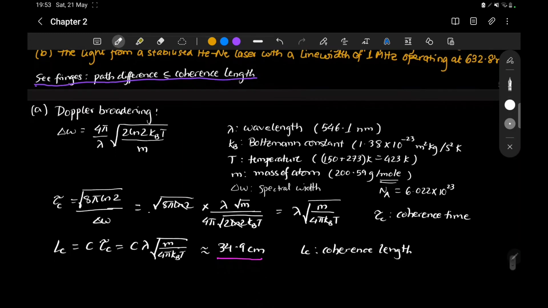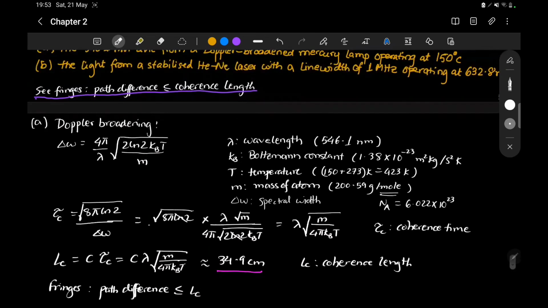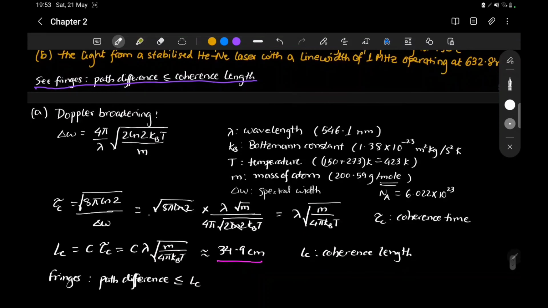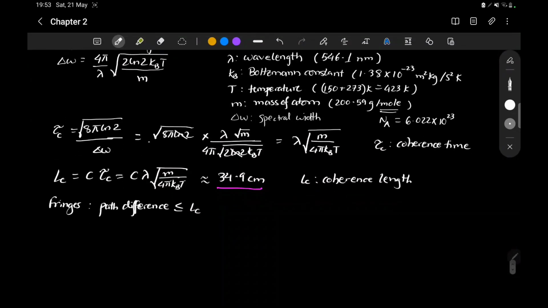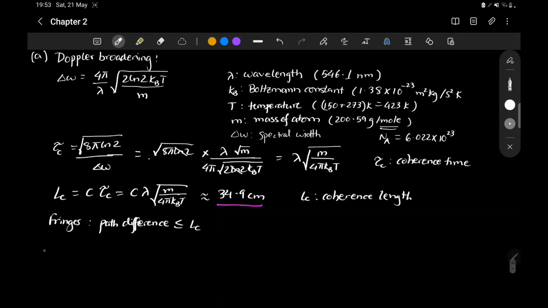Now for fringes, the path difference should be less than equal to the coherence length. The next part is for helium neon laser. So this is for finding the coherence length of helium neon laser.